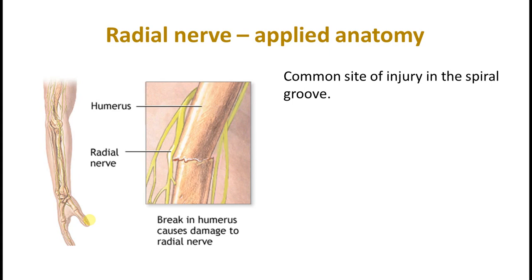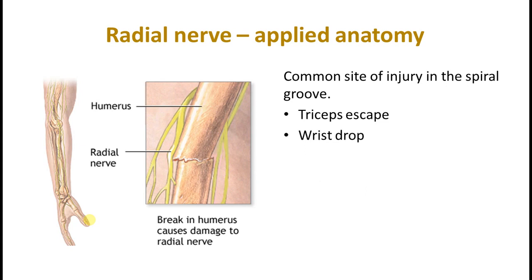In the spiral groove or the radial groove, it might get affected. Then naturally what happens, the medial head mostly and the lateral head of the triceps lose its nerve supply, but the long head might retain its nerve supply. That is called triceps escape.